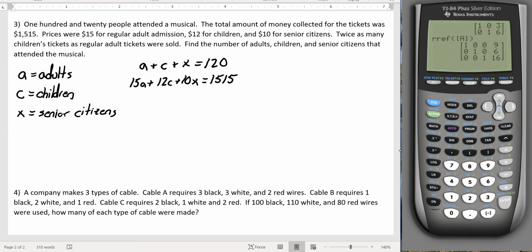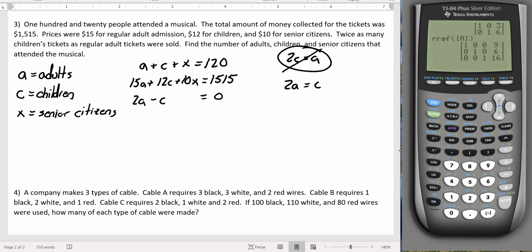Twice as many children's tickets. So that means there were 2 times as many children as adults. A lot of us would say, oh, 2C equals A, right? No, that is not the case. It would actually be 2A equals C. I need to multiply the number of adults times 2 to get the number of kids. That's always confusing, so make sure you're on the lookout for that. Now, when I rewrite this for my systems here, I can say 2A minus C equals 0.